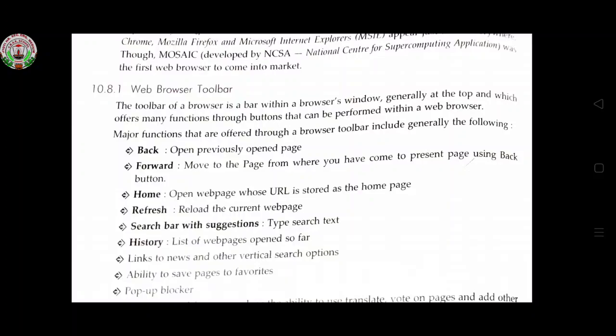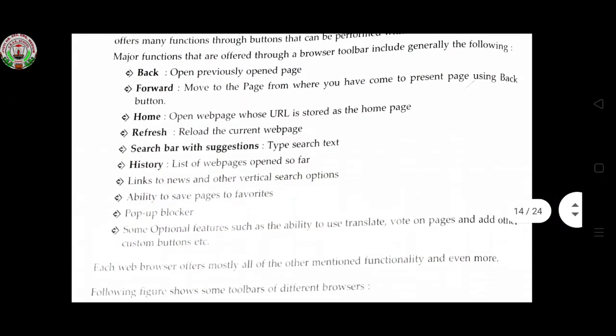In history, whatever web pages you have opened, we get the information that these web pages were opened on these days. Links to news and other vertical searching options. Ability to save pages to favorites. Pop-up blocker. Some optional features such as the ability to translate words on pages and add custom buttons, etc. Each browser offers mostly all of the mentioned functionality and even more.